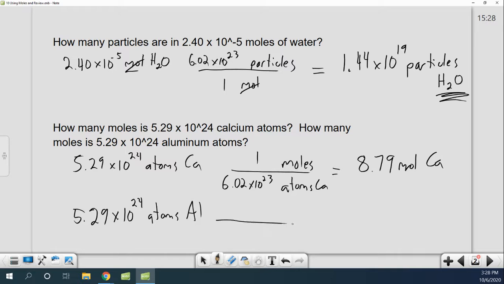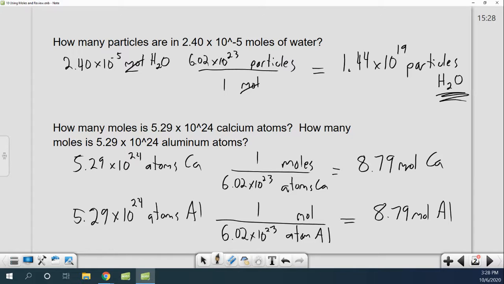Let's take a look at how we convert this. I need to get rid of atoms of aluminum and go into moles. Does the number of atoms per mole change ever? Well, it doesn't. 1 mole is always 6.02 times 10 to the 23. So this will be the same math, and it'll be the same number of moles. If you have the same number of particles, you have the same number of moles. That's what moles are. It's a measure of how many particles you have.